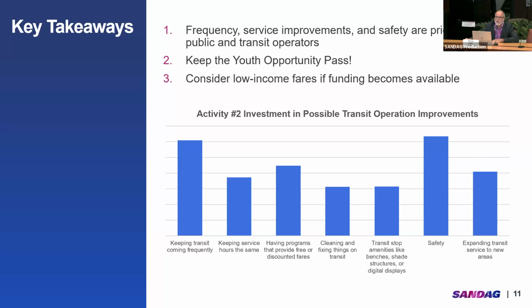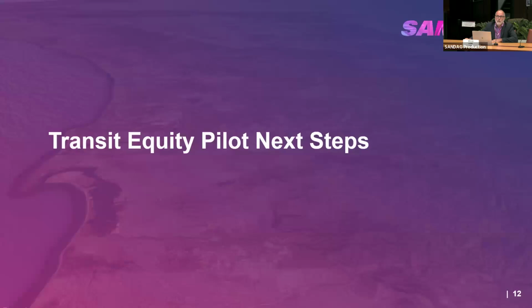This was just a chart of that activity I told you about. If you had $100, you could spend it. And this kind of just shows that nothing really stood out. Safety and keeping transit more frequent were the top ones, but everything else was kind of given equal priorities as well with their funding. So again, with the transit equity pilot, because this all kind of ties together, just wanted to make sure we're talking about the next steps for that.